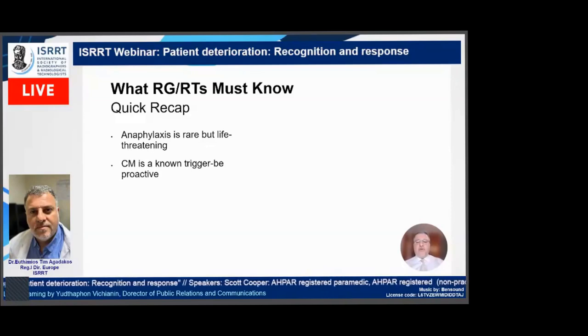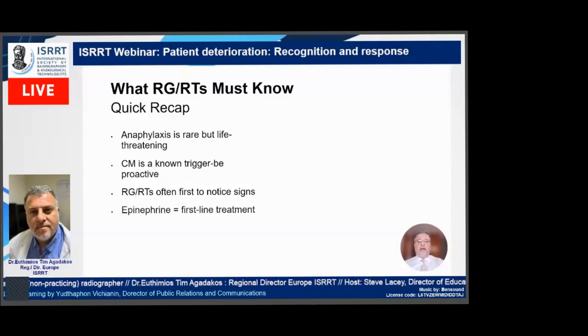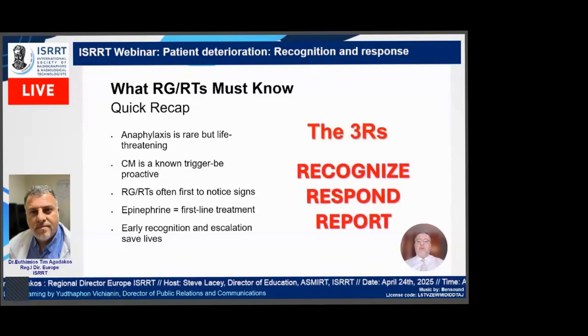And it's always safe to use the ESUR, the European Society of Urogenital Radiology, questionnaires prior to selecting your patient for contrast media examination. Radiographers, keep in mind the radiographers are frequently the first people in the room when symptoms begin, or they should be. And that makes you critical to survival. Epinephrine is the only first-line drug, so don't delay it. And most of all, always remember the 3 R's. Recognize, respond, report.